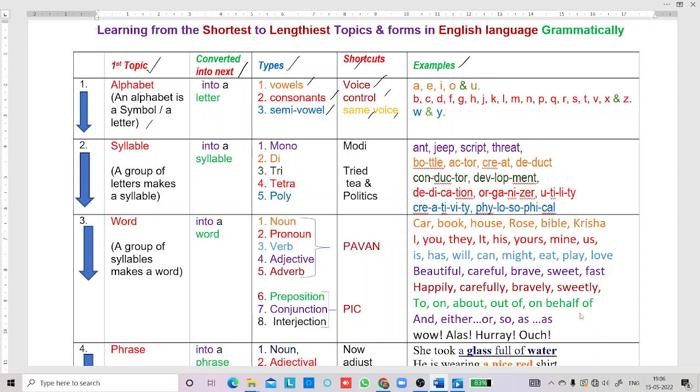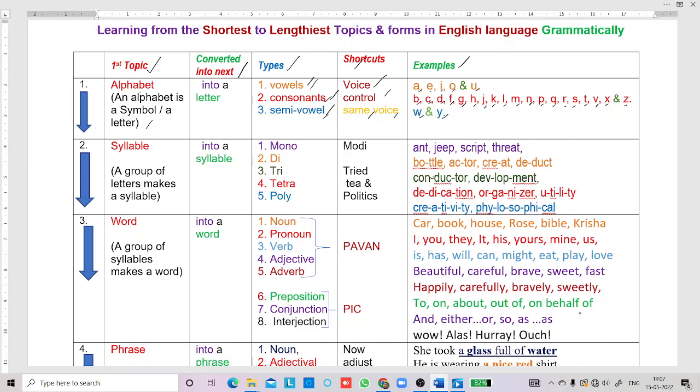Now, let's see examples for vowels. They are A, E, I, O, and U. Now let's see examples for consonants: B, C, D, F, G, H, J, K, L, M, N, P, Q, R, S, T, V, X, and Z. Now the examples of semi-vowels: W and Y.